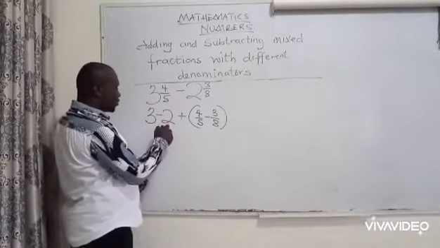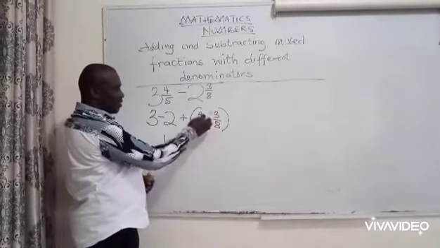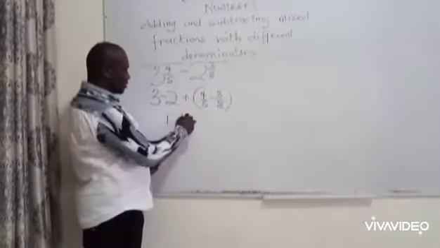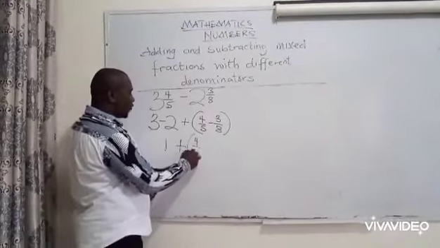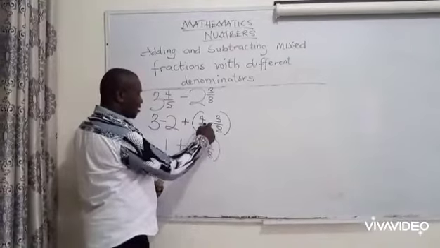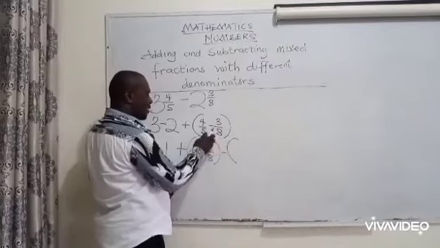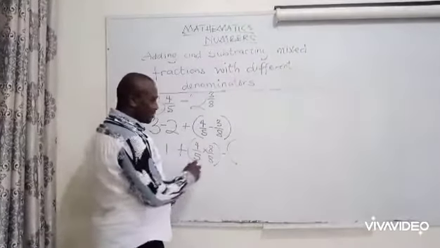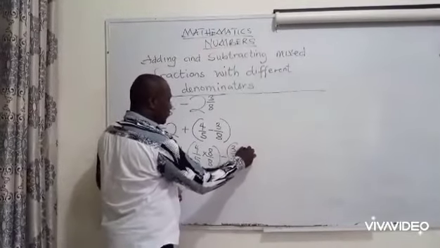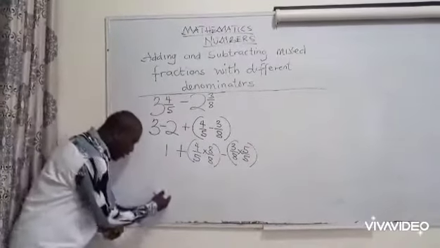3 minus 2 gives us 1 plus first fraction multiplying second denominator. 4 out of 5 times 8 out of 8 minus second fraction multiplying first denominator. 3 out of 8 times 5 out of 5. Please don't forget your whole number.